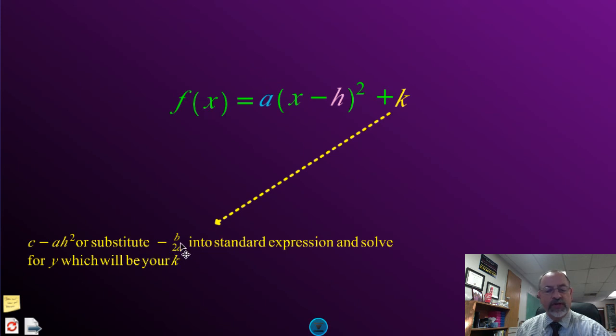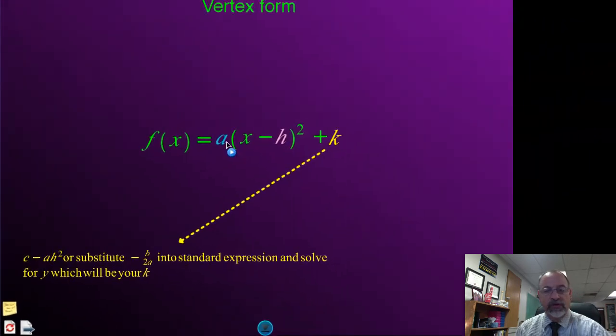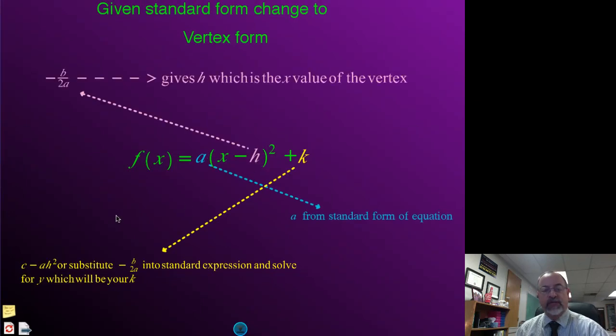Or if you wanted to, you could just substitute the opposite of b over 2a, which is the x value, into the standard form expression for each x, and then solve it, and that would get your y value, or your k. So these are the three things that you need to know from vertex form. You need to know how to calculate those and then substitute them into the equation. All right, so that's all you need to do. I'm not going to do any examples. I will do some examples in the next video, so check out the next video on how to actually substitute those in and put an expression in vertex form.